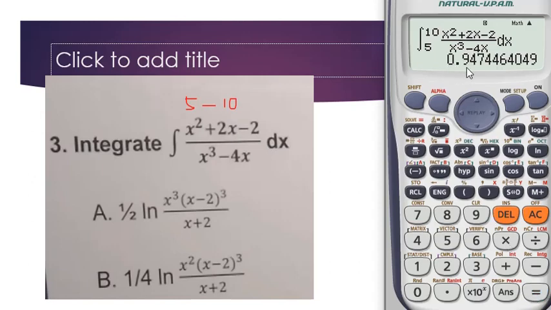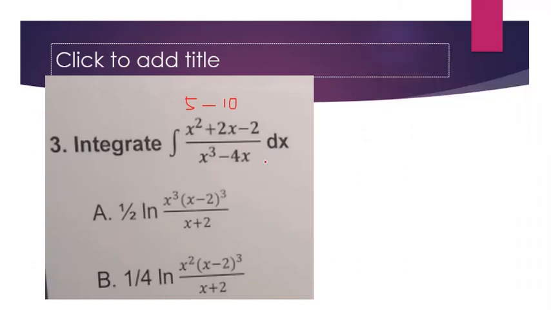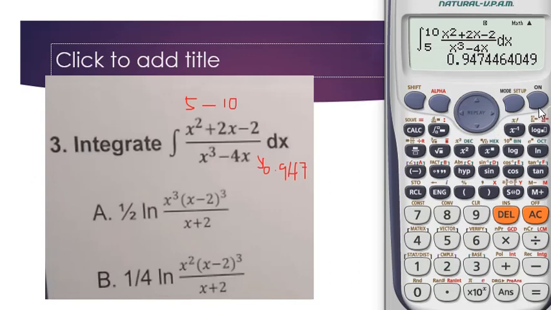Now you could notice that we have an answer of 0.947. So let's keep that answer. Now all we have to do is check which of these solutions will give us this exact value.